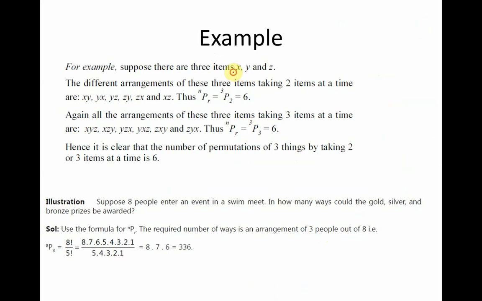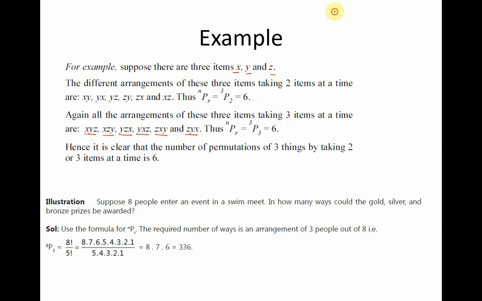Suppose there are three items X, Y and Z. Now if I take all three items at the same time, the permutations can be XYZ, XZY, YXZ, YZX, ZXY and ZYX. See, there are three items X, Y and Z, and I want to find out the permutations taking all of them at the same time.